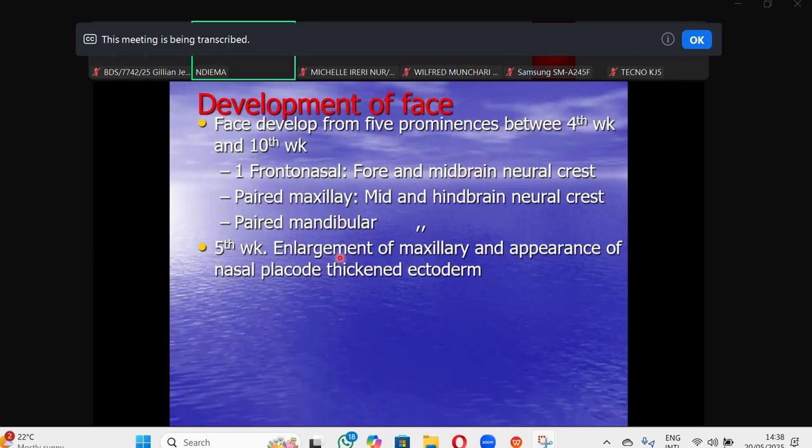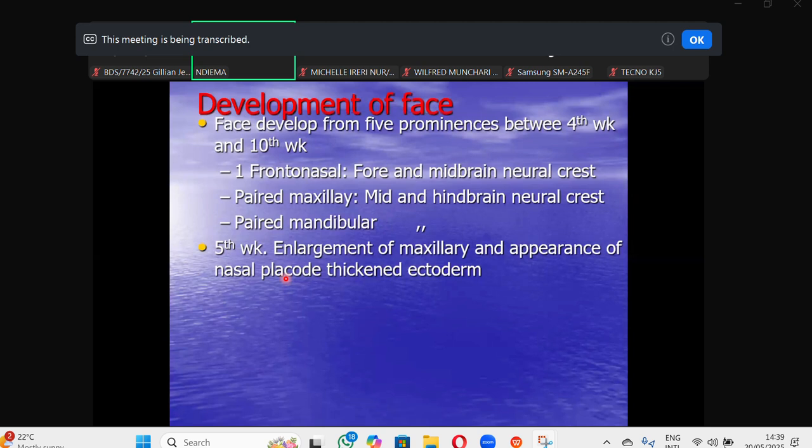In the 5th week, there's enlargement of the maxillary prominence and the appearance of the nasal placode, which I have talked about. Now, the significant thing about this nasal placode is that it also has some sensory nerve endings that eventually develop to form the olfactory epithelia, which we discussed in the superior concha, posterior part of the superior concha of the nasal cavity.